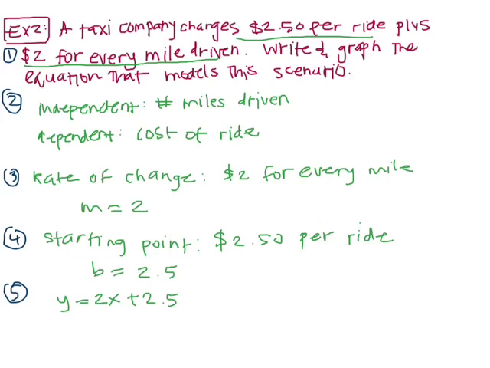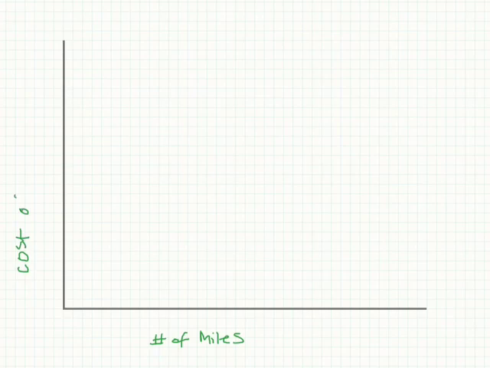Step 6 is for me to label my axes. So let's go to a new graph. And I am going to label my x-axis as my independent variable, which is the number of miles. And my y-axis is going to get labeled as my dependent, which is the cost of the ride.